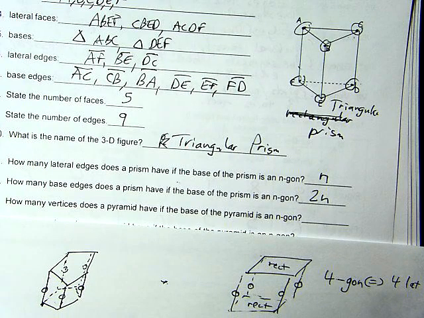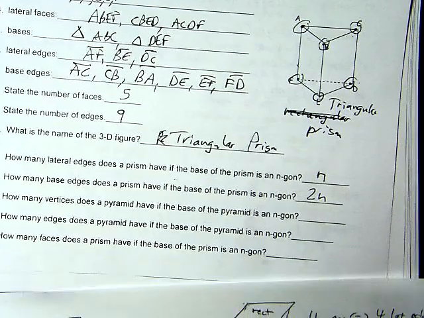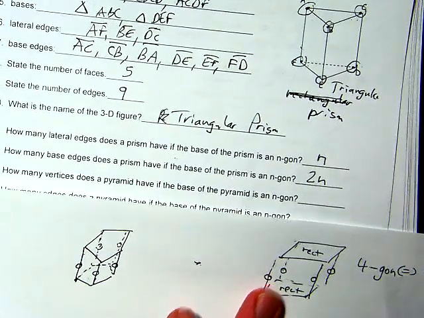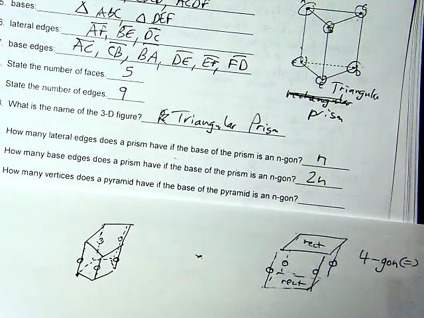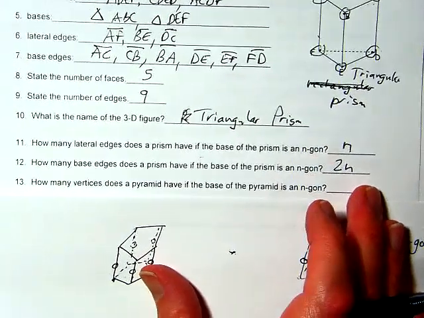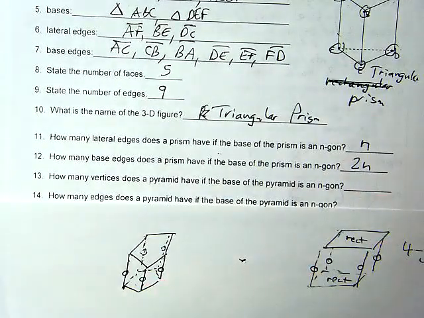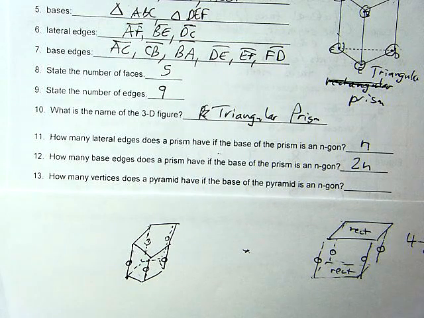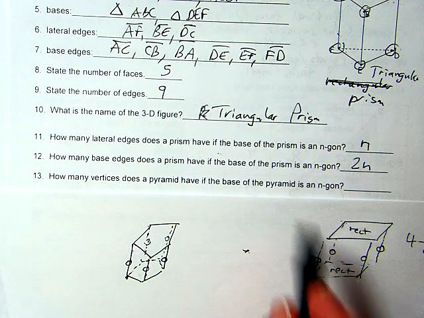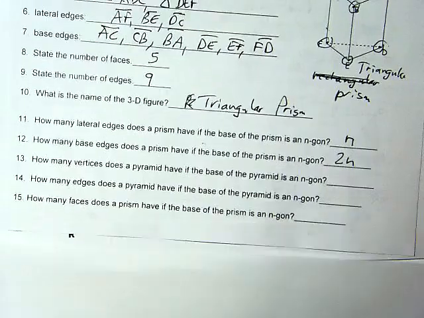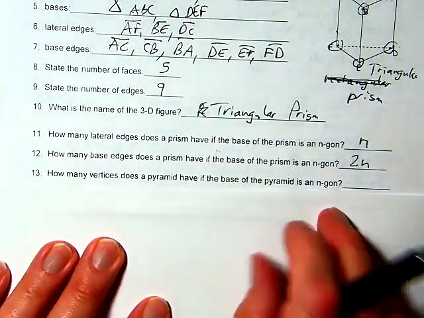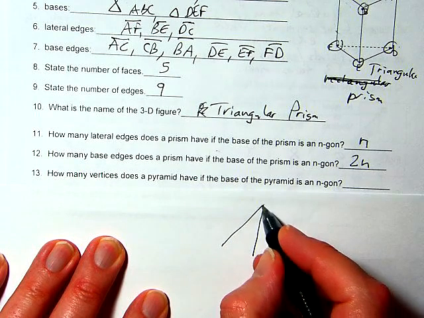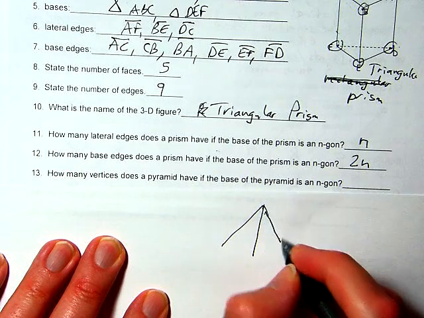So that takes care of some of these prism issues. Well, let's go on to pyramid. The next question is, how many vertices does a pyramid have if the base of the pyramid is an n-gon? Well, let's think about that. So let's say the base of the pyramid's a triangle, a 3-gon. Let's draw the pyramid for a triangle at the base. Well, we sometimes call that a tetrahedron. Okay, this is what it would look like.